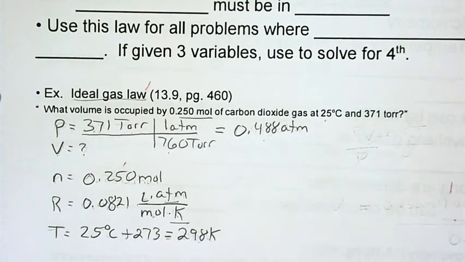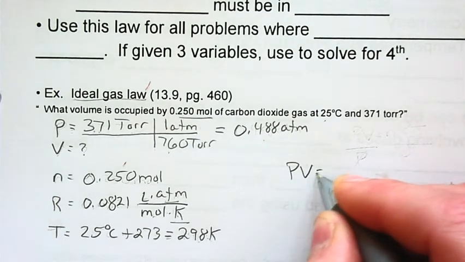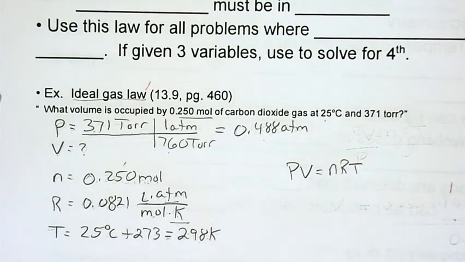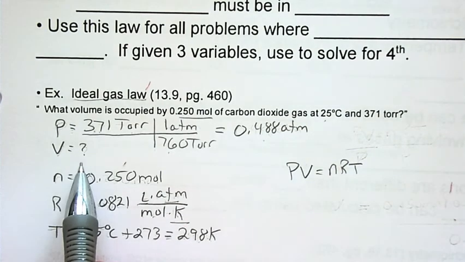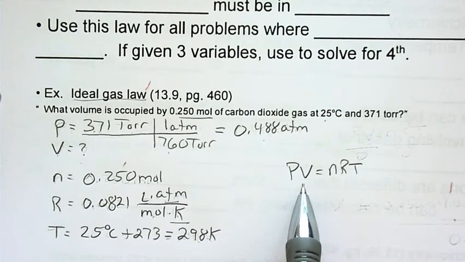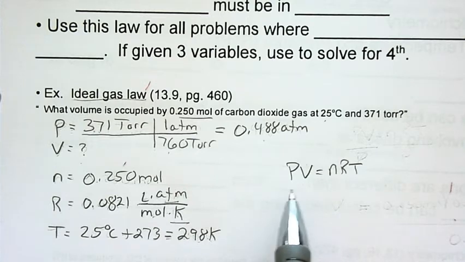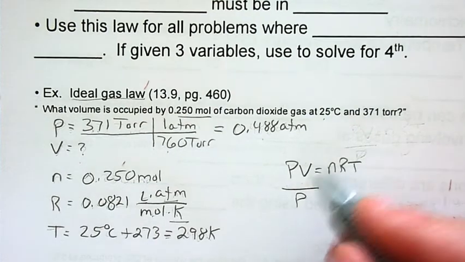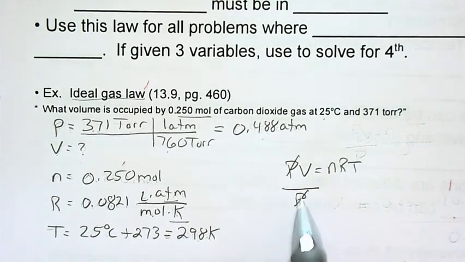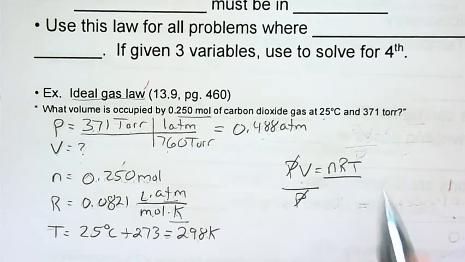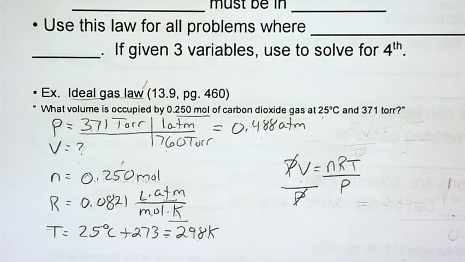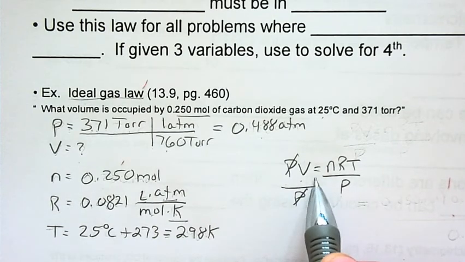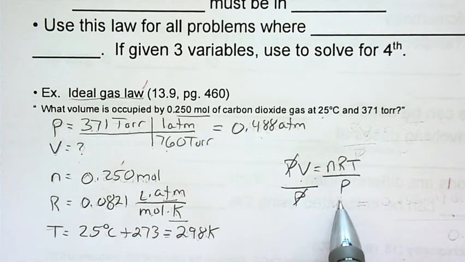Now, the formula, once again, is PV equals nRT. I have to isolate the unknown of V while it's still in letter form. To isolate it, it needs to be all by itself on the same side of the equation and a numerator. Now, V is already a numerator, but it's being multiplied by P. So I want to do the opposite of multiplication, which is division. That way the P's cancel out, leaving V all by itself. But of course, what I do to one side, I have to do to the other to maintain balance. So volume is equal to n times R times T divided by P.